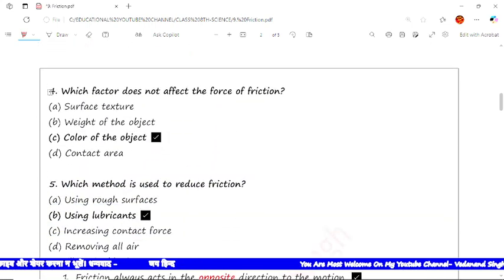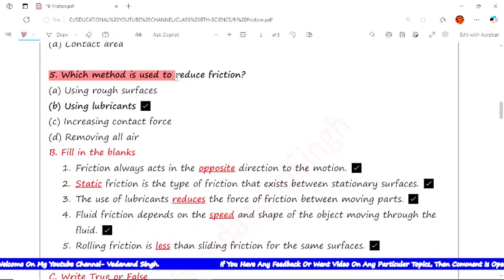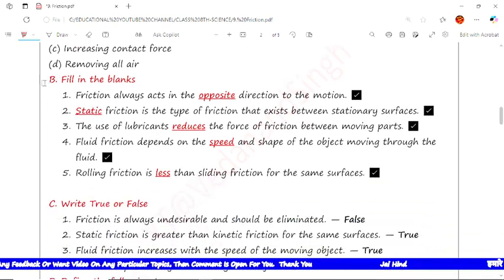Now the next question is, which factor does not affect the force of friction? The answer is the color of an object. So C is the correct option. The next is, which method is used to reduce friction? That is using a lubricant. It reduces the friction. Now the next type of question is fill in the blanks.